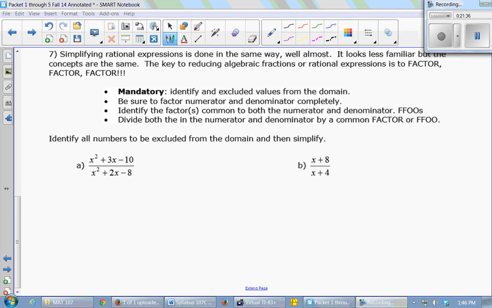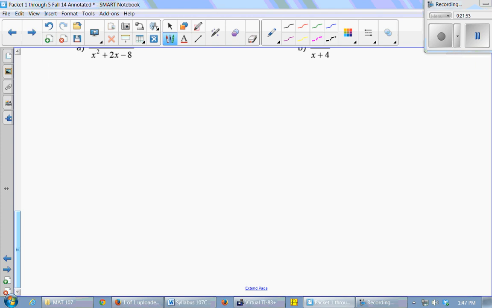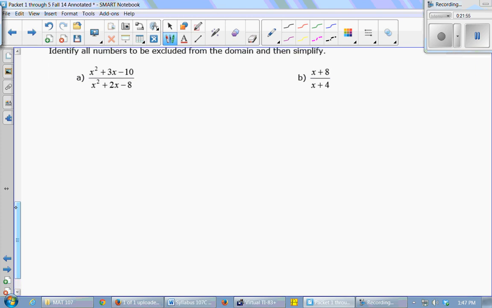So first thing we have to do, mandatory, right? First step is identify any excluded values from the domain. So the first thing we do is we set the denominator equal to 0 and solve it. Find any values of x that would make the denominator 0. So we're not even reducing yet. We're just figuring out the domain. So we said x squared plus 2x minus 8 equal to 0. Make the double bubble.